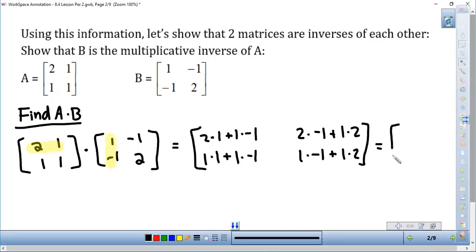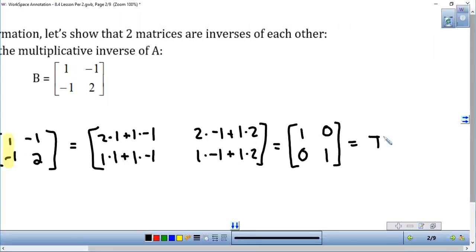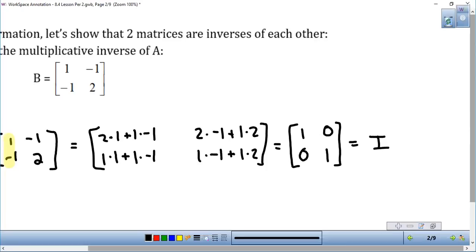Let's see how this simplifies down. Up here in the upper left, we get 2 plus -1, which is 1. Then we have -2 plus 2, which is 0. 1 plus -1 is 0. And -1 plus 2 is 1. So sure enough, the first round, doing A times B, is equal to the identity matrix, 1, 0, 0, 1.